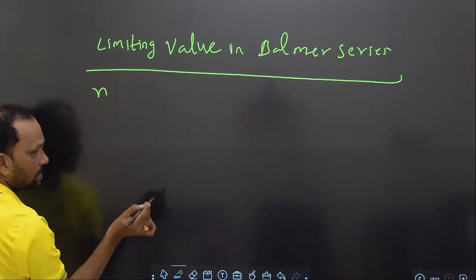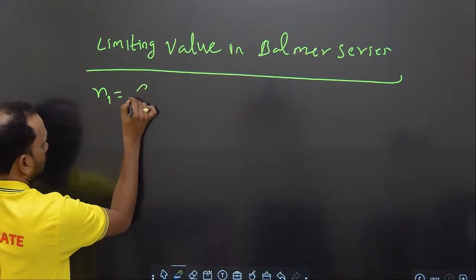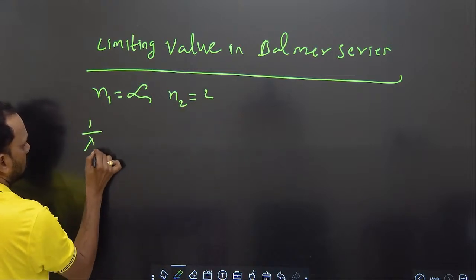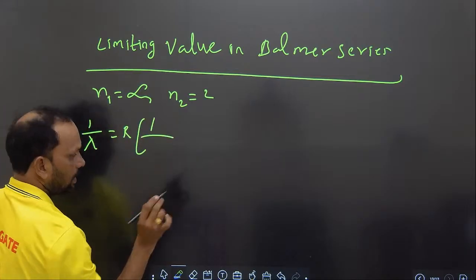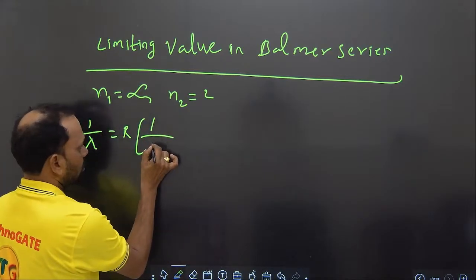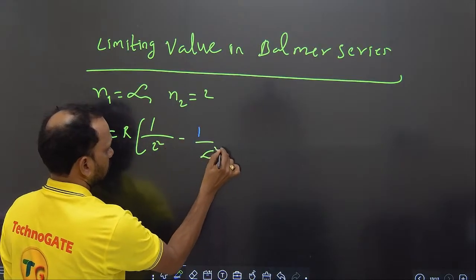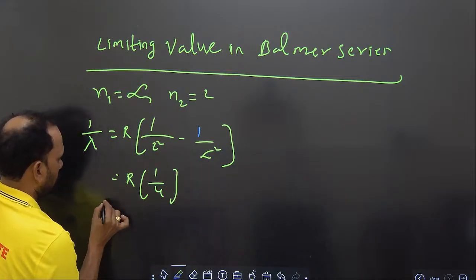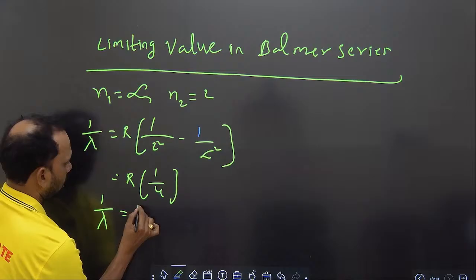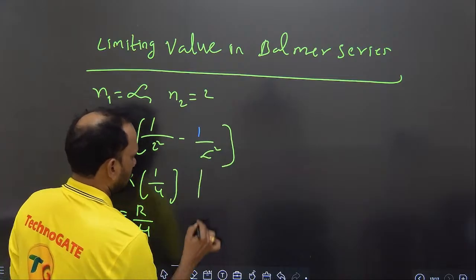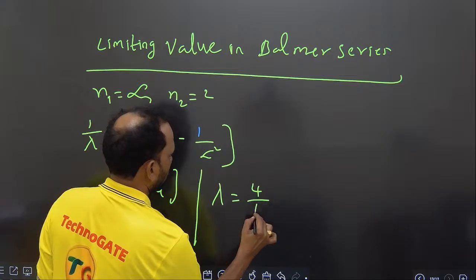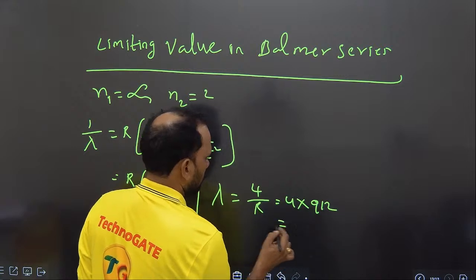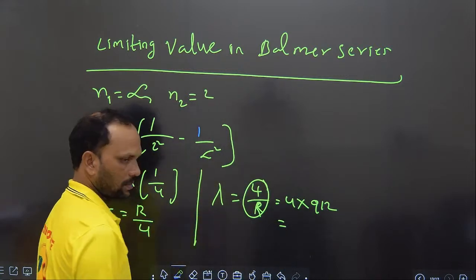Right. Where does it come from? From infinity. n1 is equal to infinity, where n2 is equal to 2. 1/λ is equal to R into (1/n2² minus 1/n1²). n2 squared: 2 squared minus infinity squared is R into 1/4, because it's 0. 1/λ is equal to R/4. Then λ is equal to 4/R. That is equal to 4 into 1/R value, how much? 912. Right. So remember it, it's 4/R.